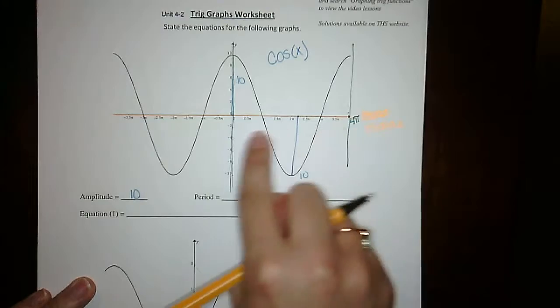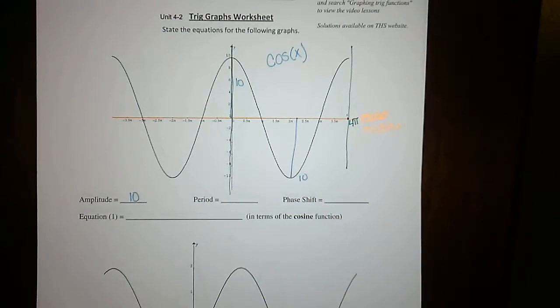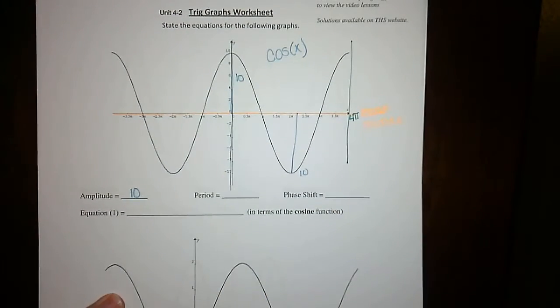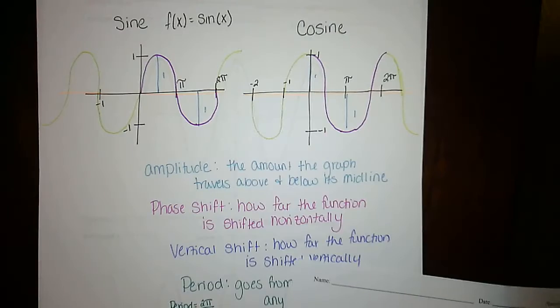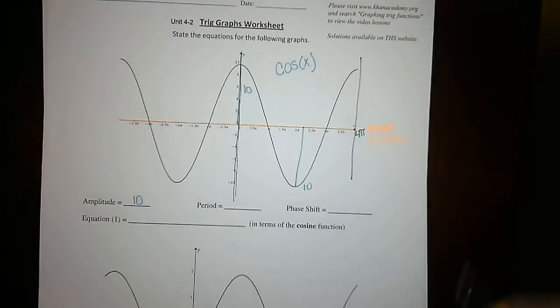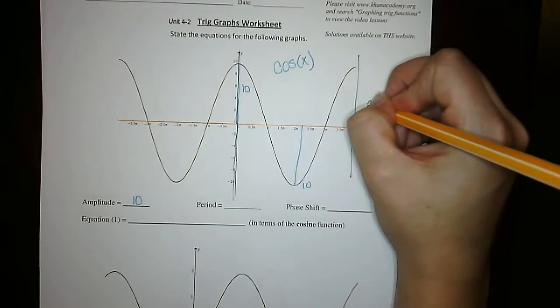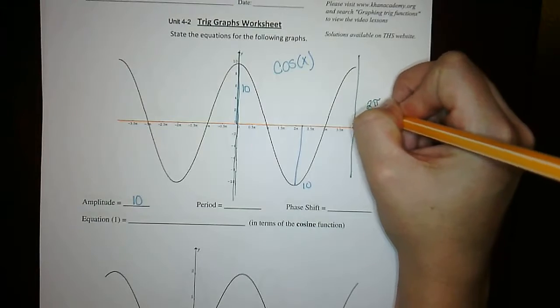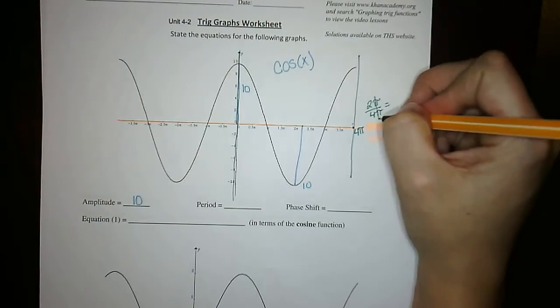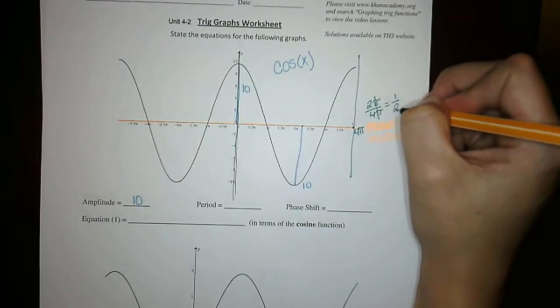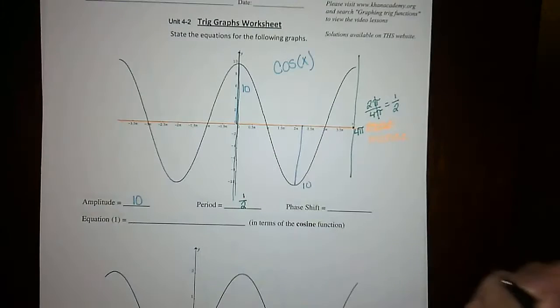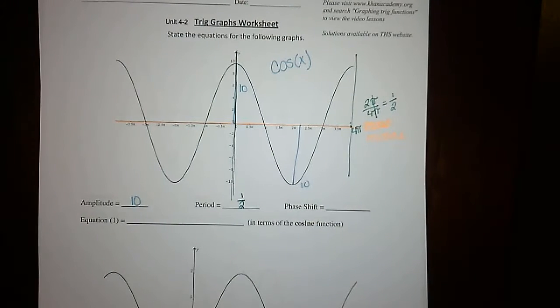So my k value is 4 pi. And remember, when we look at finding the period, we do 2 pi divided by k. So 2 pi divided by 4 pi. Pi's go away, and this becomes 1/2. So our period is 1/2. Phase shift is if it moves left or right, and it doesn't. It still starts at 0. So our phase shift is 0.